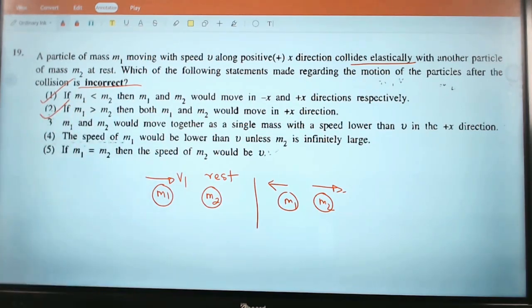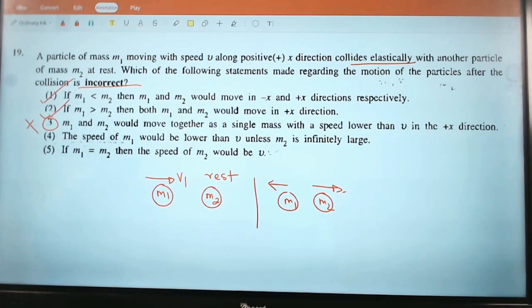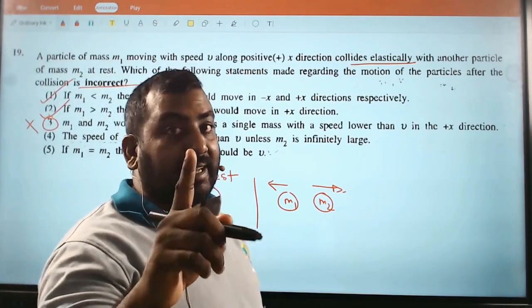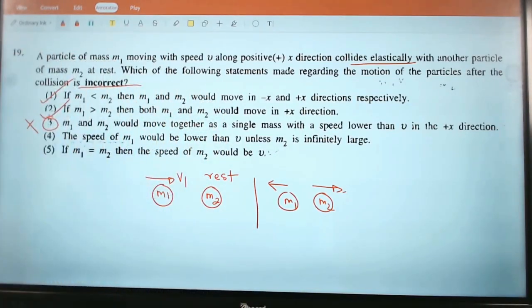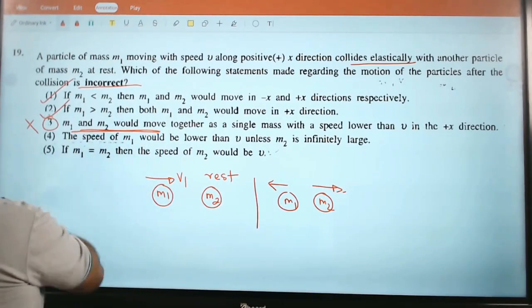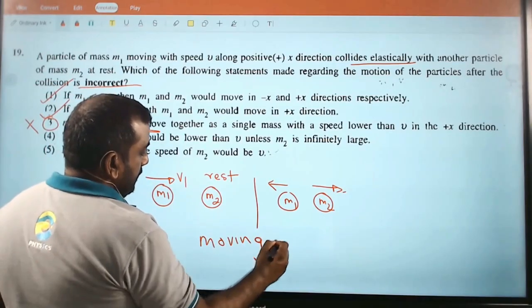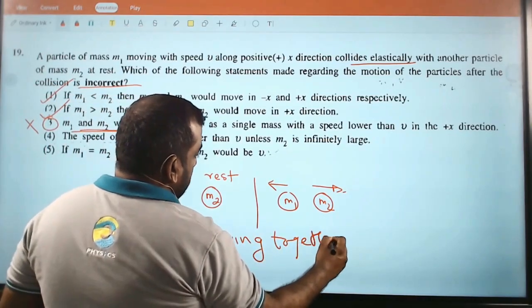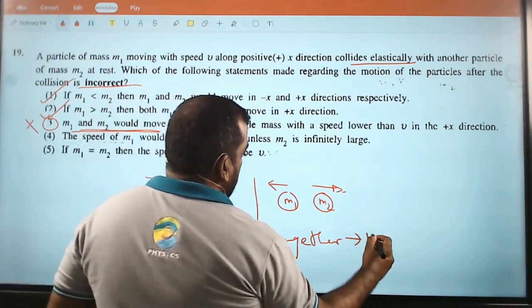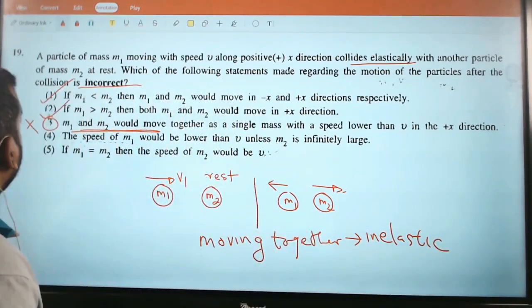m1 and m2 would move together as a single object with a lower speed than v in the positive x direction. This statement is wrong. Why? Moving together means inelastic collision. They are asking for the incorrect statement, so guaranteed this is the incorrect statement. So moving together means, don't forget, inelastic.